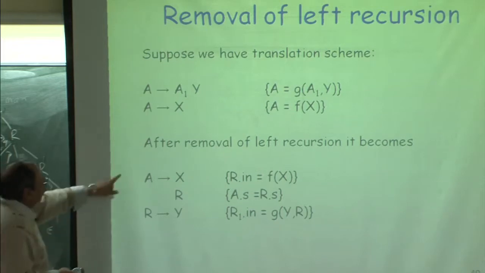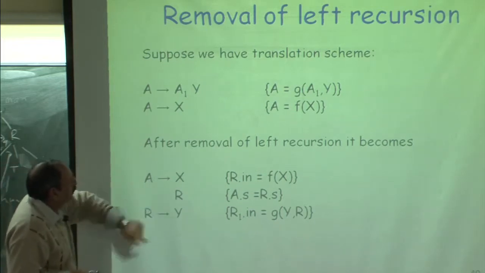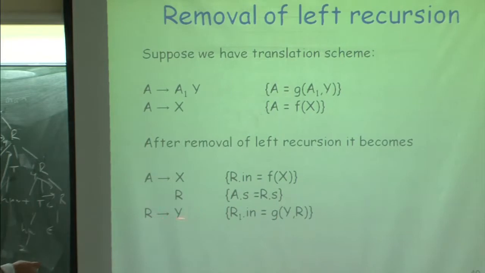A synthesized in this case is nothing but R synthesized, and whenever you have a rule like this, all we are saying is that R1 is a function of whatever is G followed by R here, and then R must go to epsilon, and when R goes to epsilon, I am just making a copy of the inherited attribute into the synthesized attribute. So, that gives you a general scheme of taking S attributed definitions and converting them into L attributed definitions.